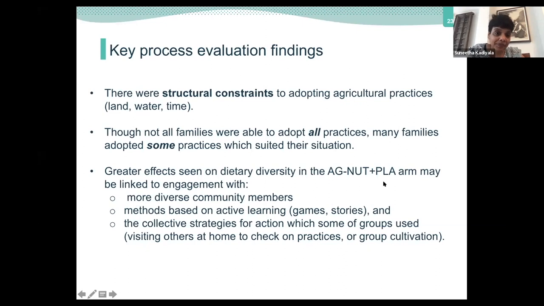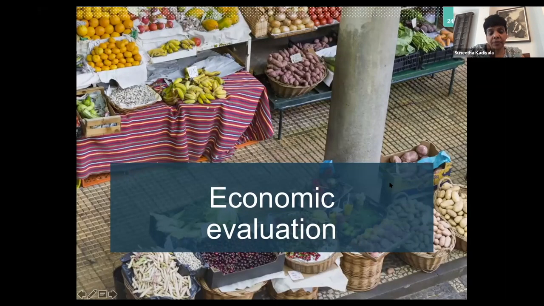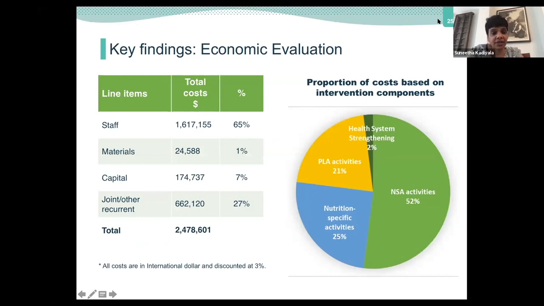Next slide, please. So now on to the economic evaluation. What we find here is that clearly staff and joint recurrent costs take the bulk of the costs, which is unsurprising. The NSA activities take about half the budget, but it is not surprising because those are the activities that cut across all three arms, as opposed to, let's say, PLA, which is in one arm, and nutrition specific activities just in the second arm. So this seems to pan out well. This just confirms what we expected to find, thankfully.